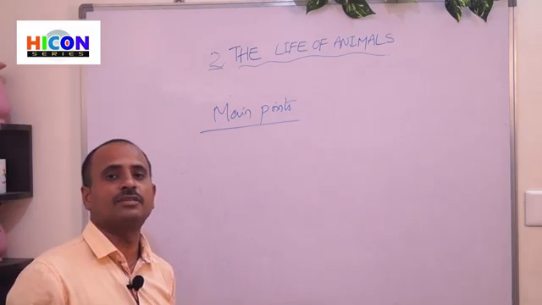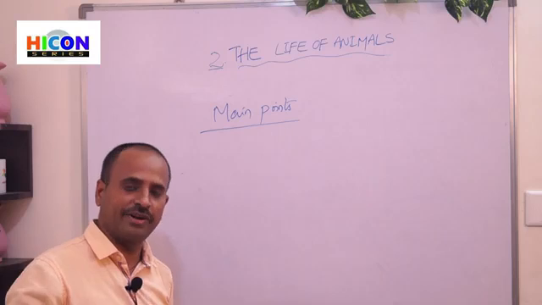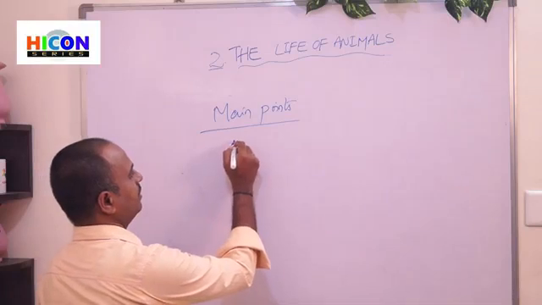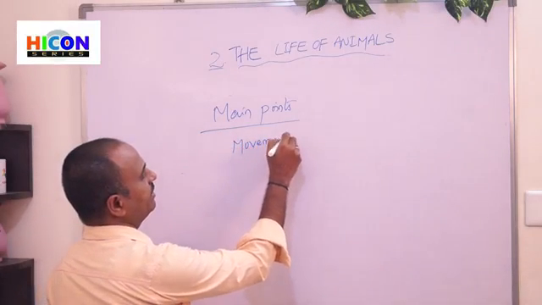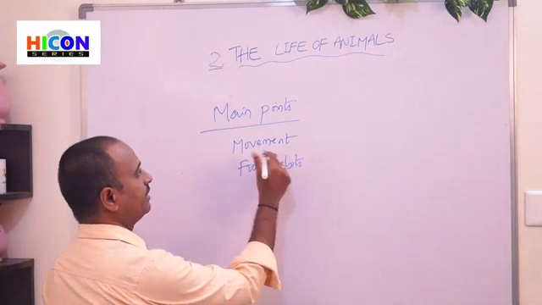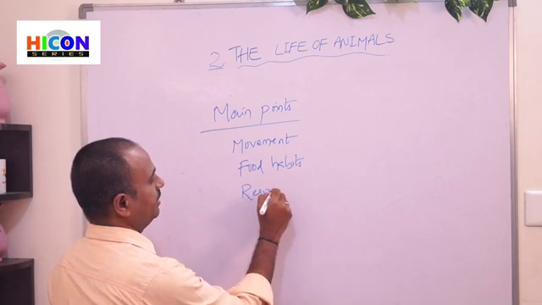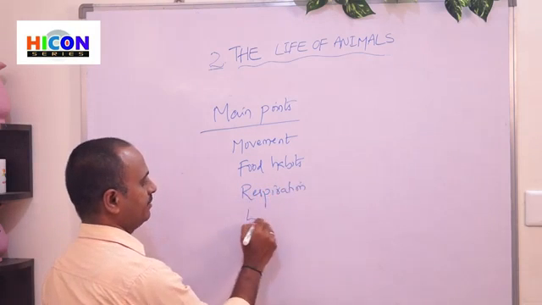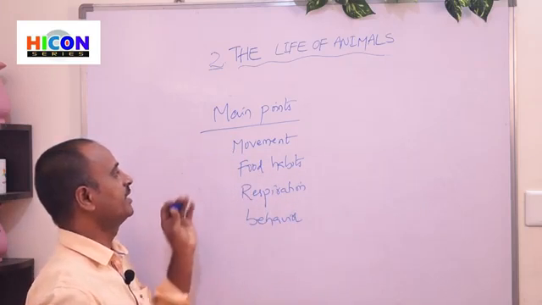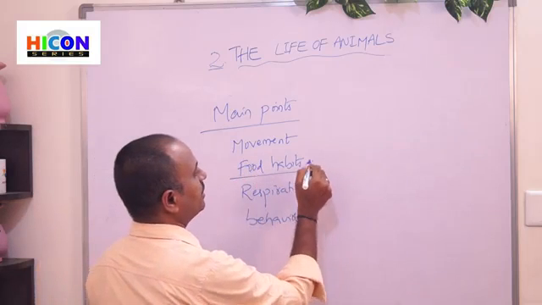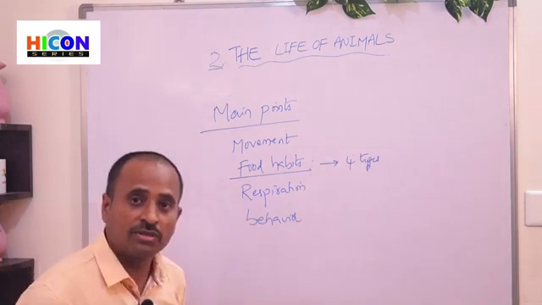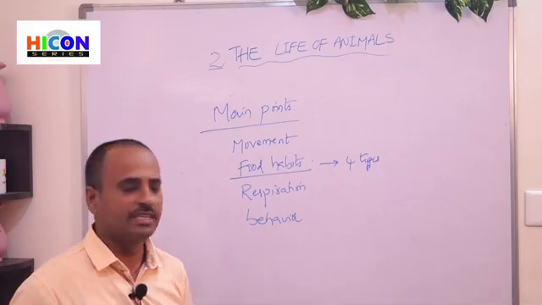Animals are different in different ways. That means animals are different in their movement, and also they are different in their food habits, and they are different in their respiration, and they are different in their behavior. In this way, the animals are different in these ways. Based upon the food habits, the animals are classified into four types. Those are carnivores, herbivores, omnivores, insectivores.